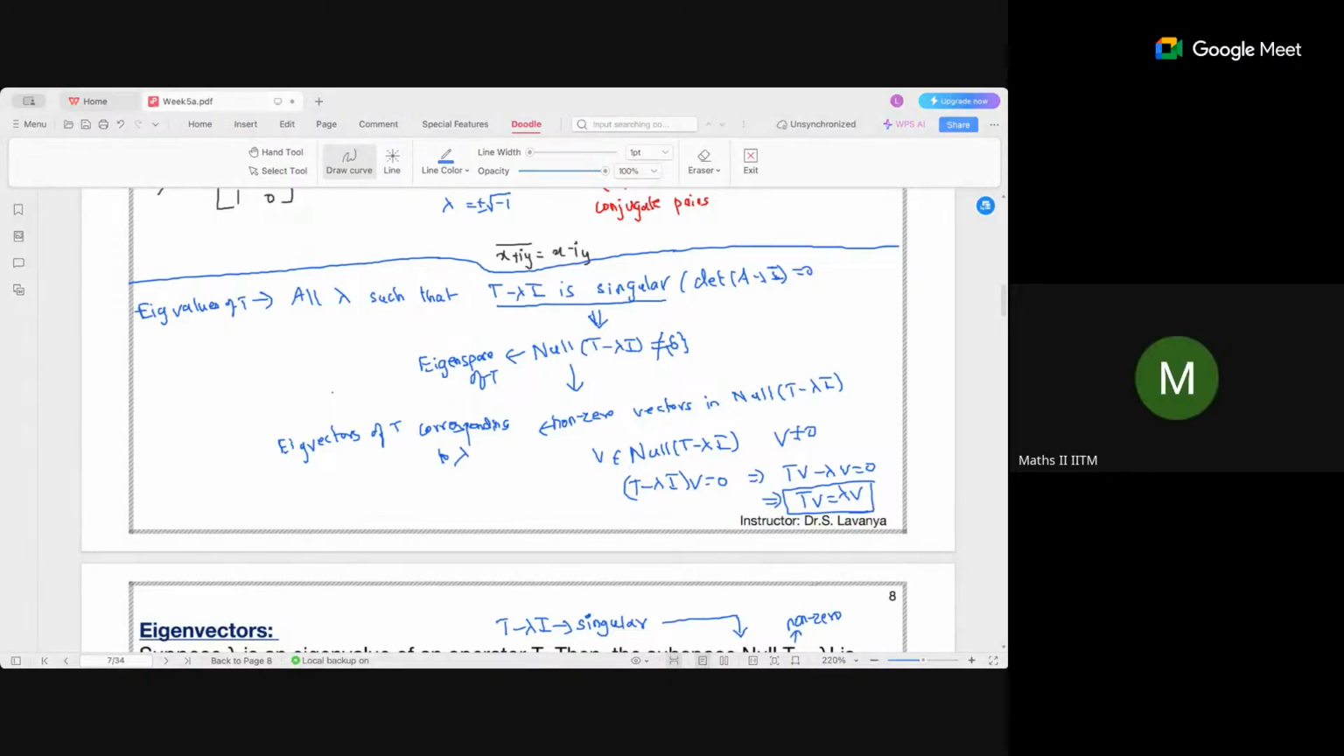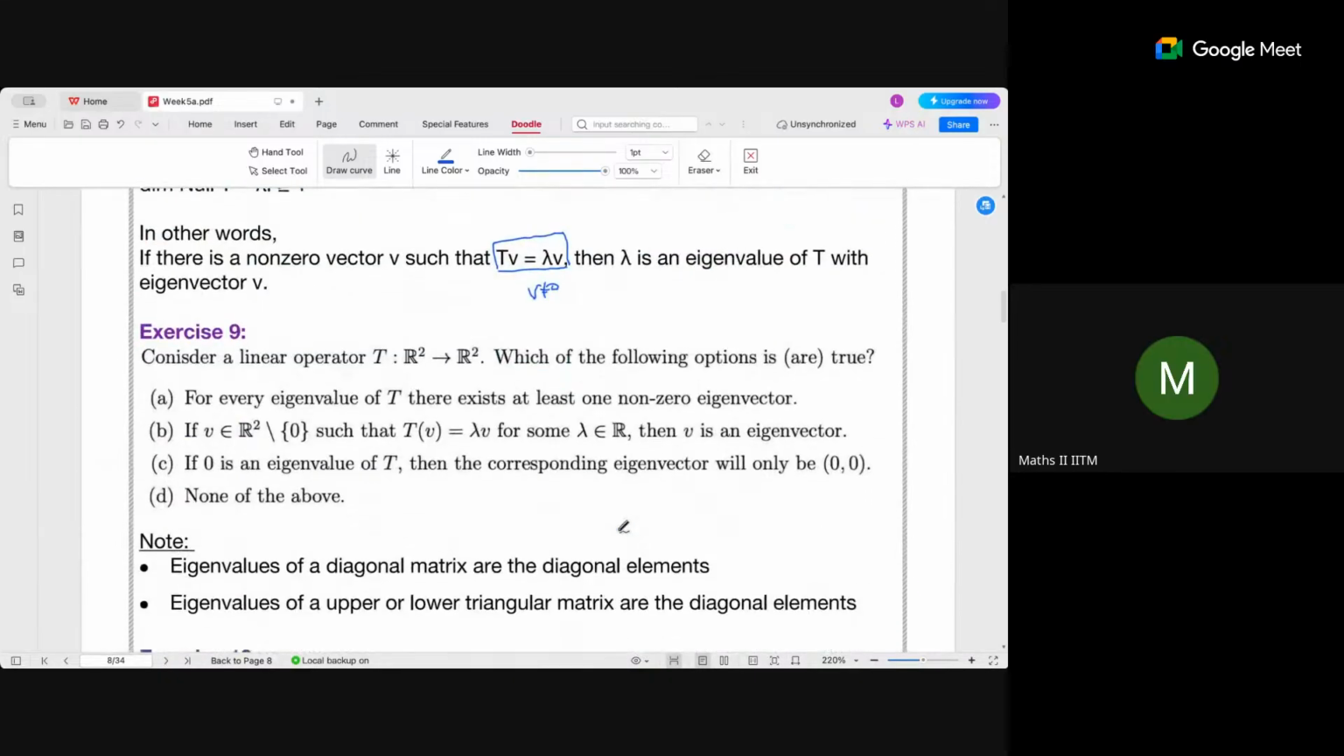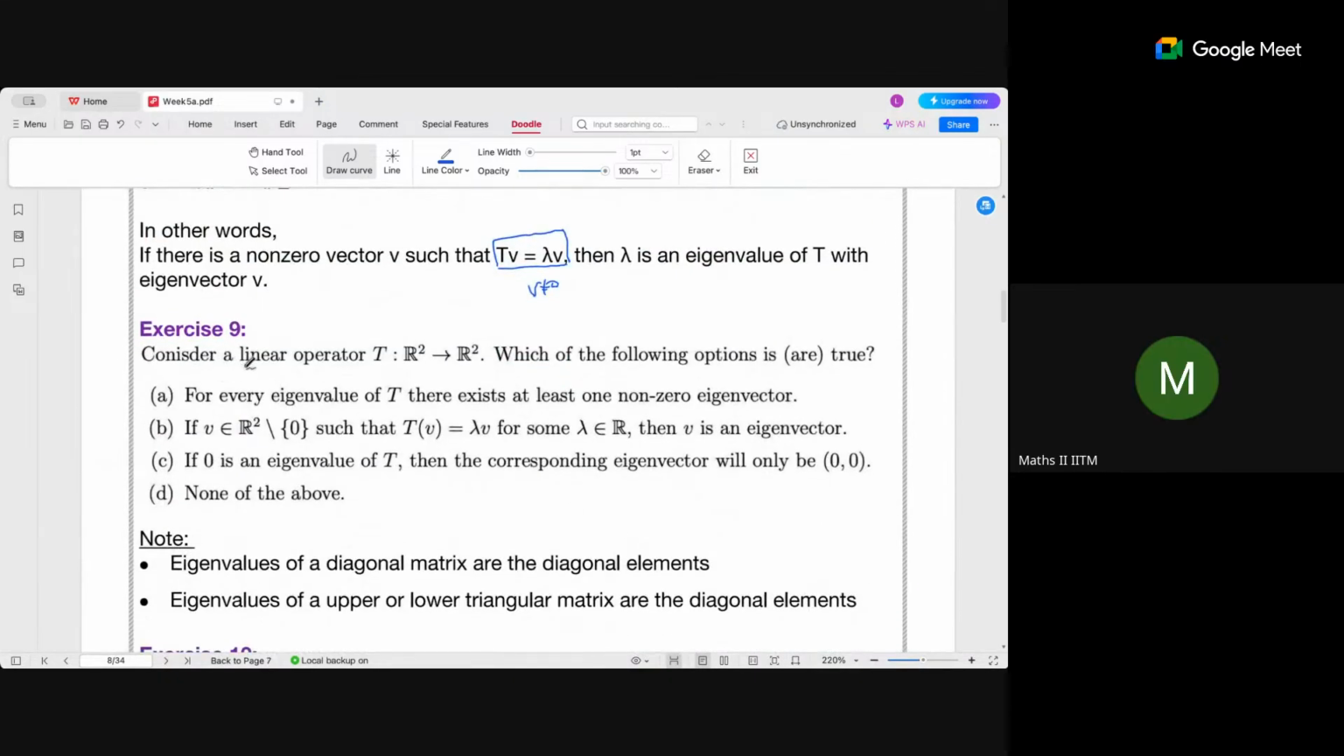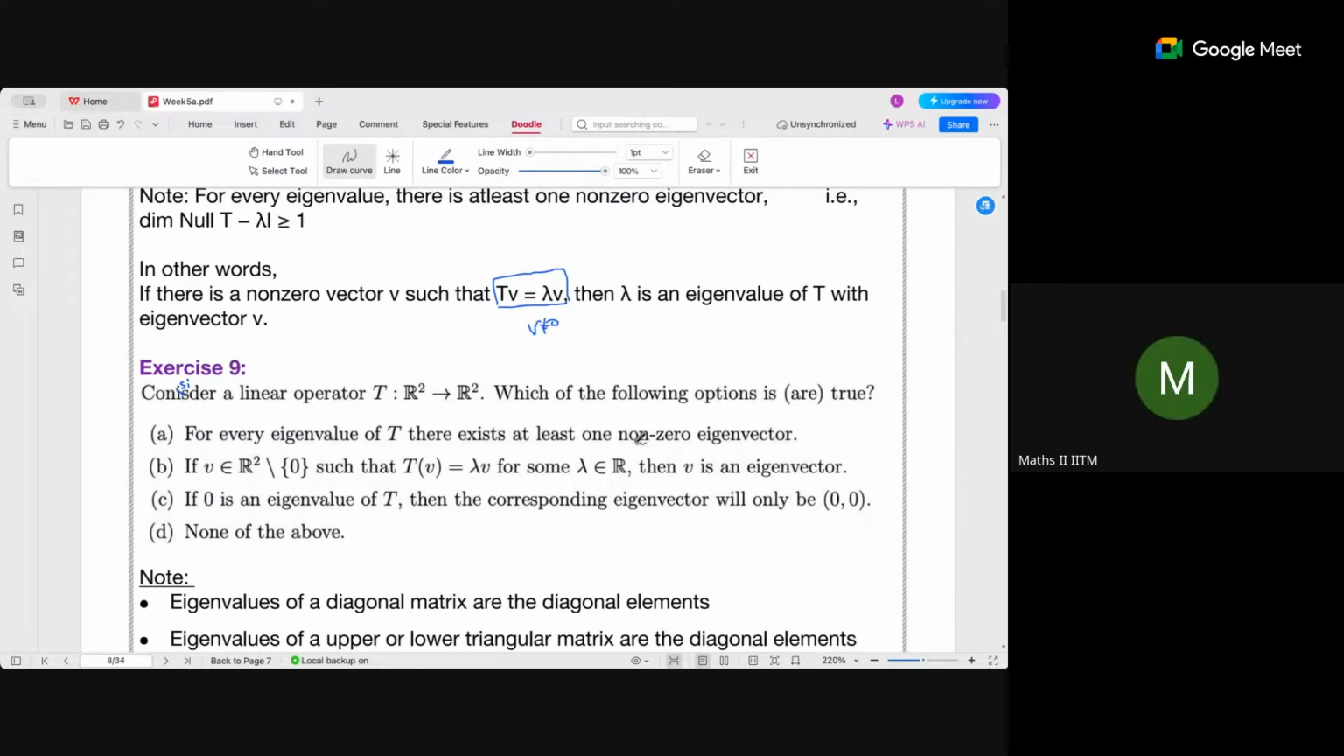Yes, ma'am. Okay, fine. So now looking at this problem here, consider a linear operator T from R2 to R2. Which of the following options are true? For every eigenvalue of T, there exists at least one non-zero eigenvector. Is that true? Yes, ma'am, that's the definition, right? There is at least one non-zero eigenvector. Okay, if V is in R2 minus 0, such that TV equal to lambda V for some lambda in R, then V is an eigenvector. Again, this is the definition.